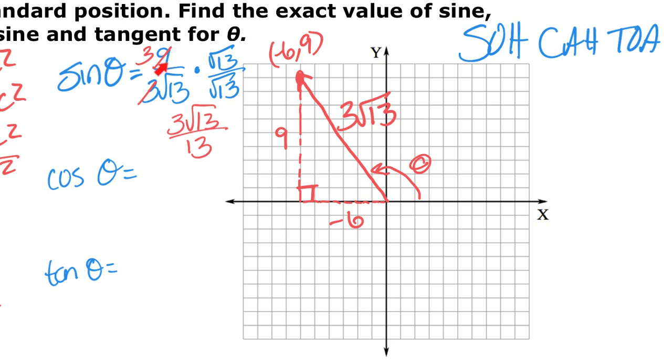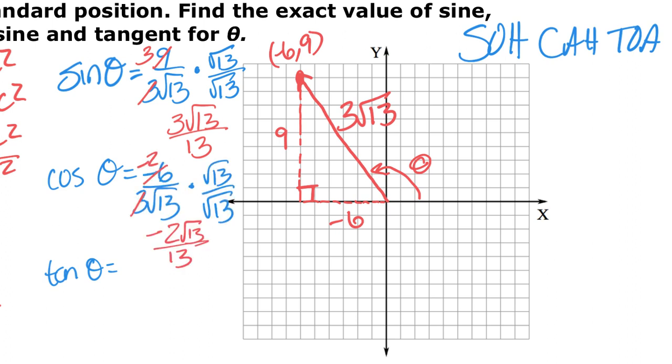The opposite side is going to be 9. The hypotenuse is going to be 3 times the square root of 13. We are going to rationalize that denominator, multiplying by the square root of 13 over square root of 13. I can simplify here. 3 goes into 3 once, 3 goes into 9 3 times. And this is what I end up with after I've multiplied everything out for the sine of theta.